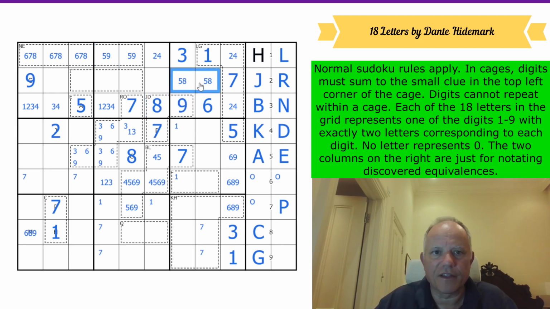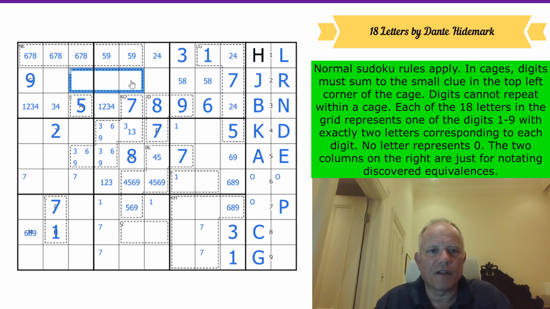That means this is a 5, 8 pair. There's no 5 in this cage. I'm not sure if that does anything. 6, 7, 8, 5, 9. That is 3 or 4 because it's subject to the same 1 and 2. So we've got a 1, 2 pair in the box.